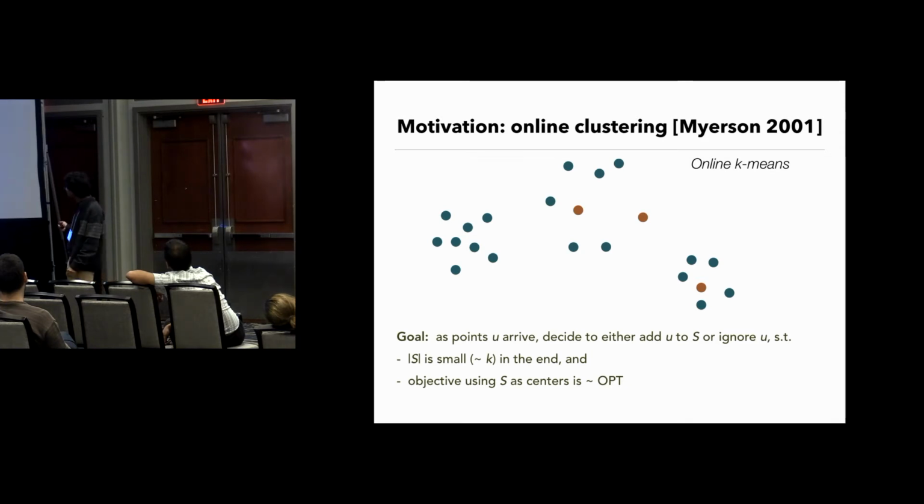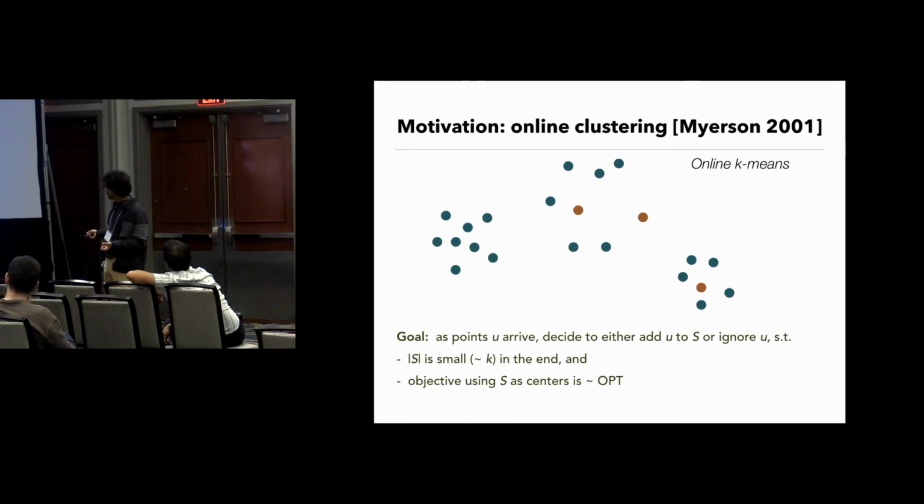That's the problem. And points arrive one by one. Each time a point shows up, you have to either add it to some set, or set of centers that you are maintaining, or you just lose it forever. And the problem is very similar.